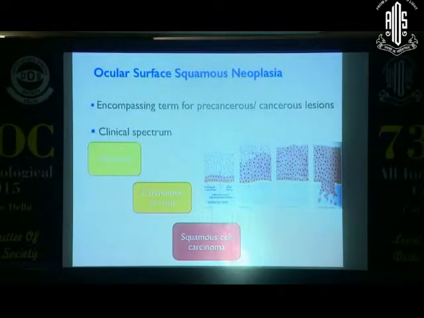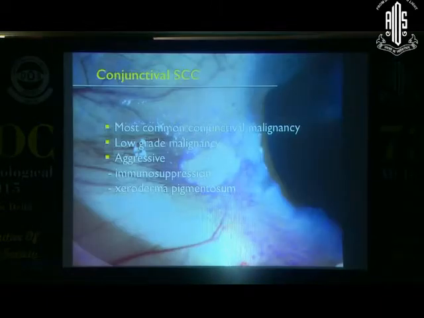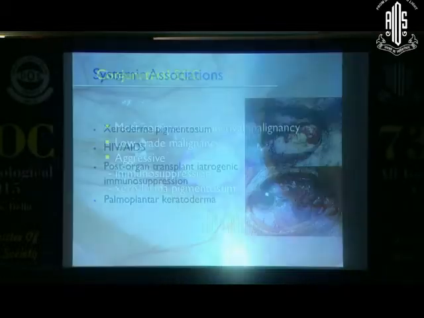So going on to the first one, ocular surface squamous neoplasia. As you all know, it's a blanket term for precancerous and cancerous lesions. And it has a clinical spectrum of dysplasia, carcinoma in situ, and squamous cell carcinoma. We will be dealing with squamous cell carcinoma of the conjunctiva at this point. It's considered to be the most common conjunctival malignancy. In fact, it is a low-grade malignancy compared to conjunctival melanoma, but it can be aggressive in immunosuppressed patients as well as in those who have systemic association.